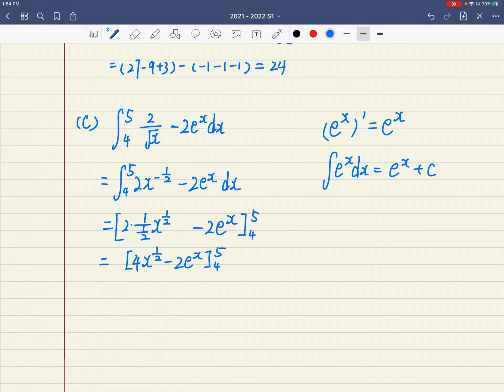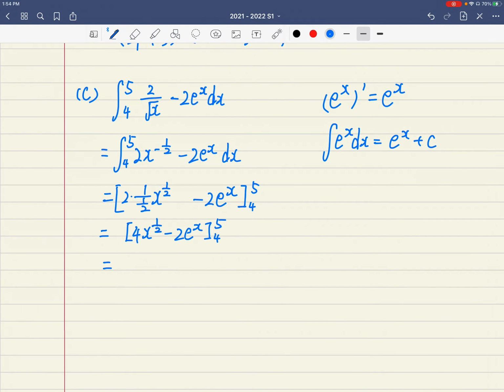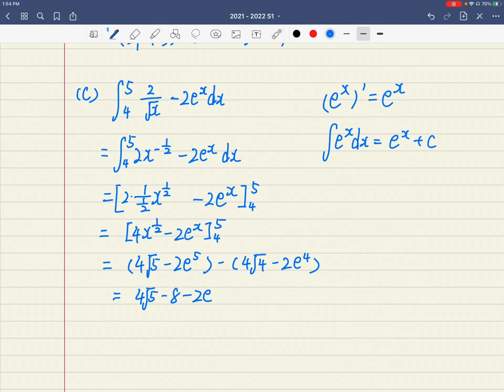First simplify it, it's just 4 x to the half minus 2e to the x from 4 to 5. So do the substitution. It's 4 square root of 5 minus 2e to the power of 5, minus 4 square root of 4 minus 2e to the power of 4. So it is 4 square root of 5 minus 8 minus 2e to the 5 plus 2e to the 4.